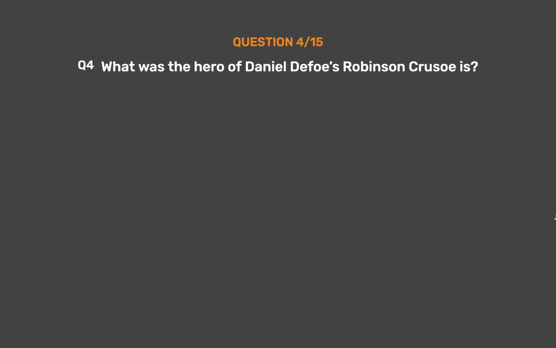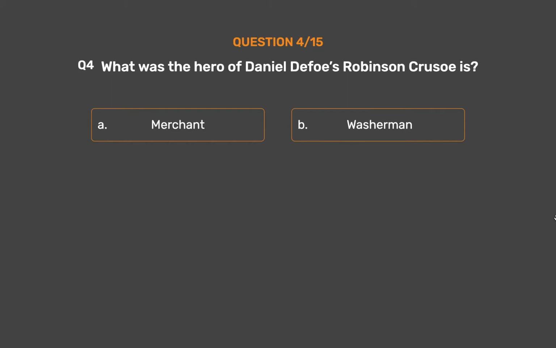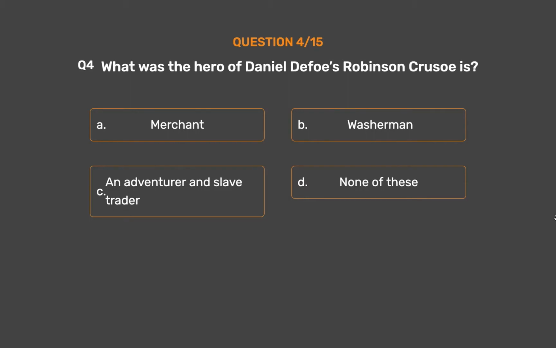Question number 4. What was the hero of Daniel Defoe's Robinson Crusoe? Option A. Merchant. Option B. Washerman. Option C. An adventurer and slave trader. Option D. None of these.